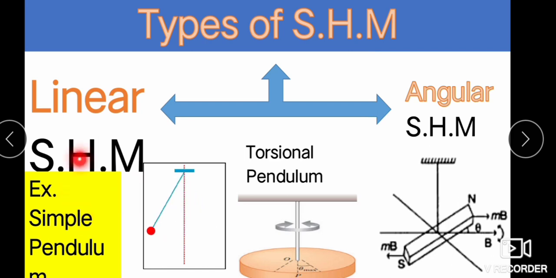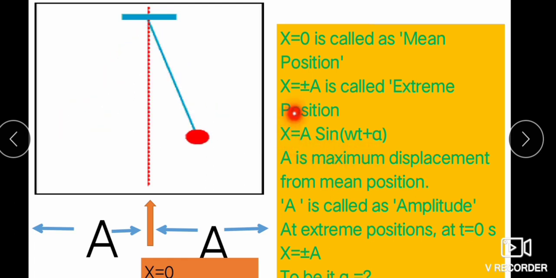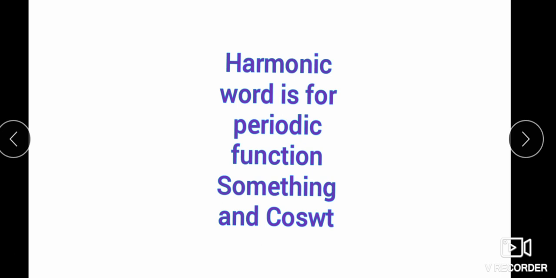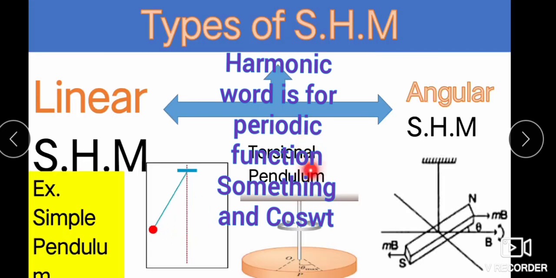The word harmonic is used since we are expressing the periodic, repeated displacement by sine and cosine functions with respect to time. Due to these sine and cosine harmonic functions, we can define oscillation as harmonic motion or periodic motion.